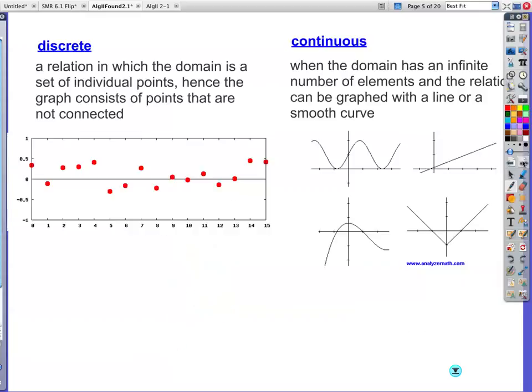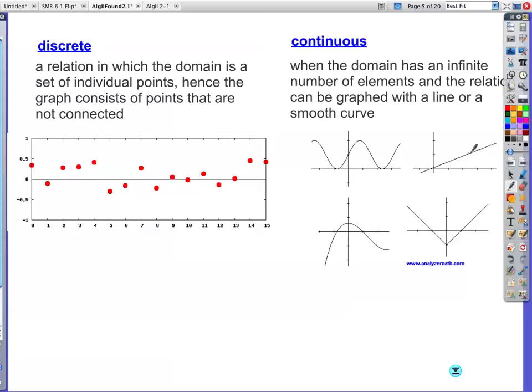Here we go. Discrete: a relation when the domain is a set of individual points, hence the graph consists of points that are not connected. Here's what I think, and we might do this in class because I'm cheesy like this. Discrete, jump, jump, jump.